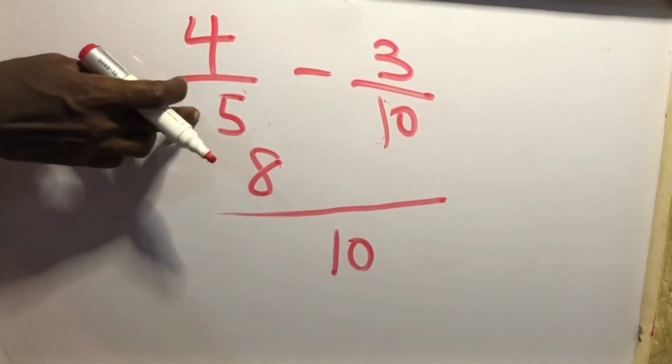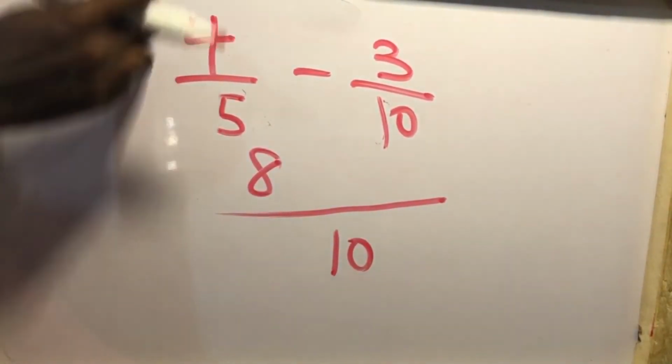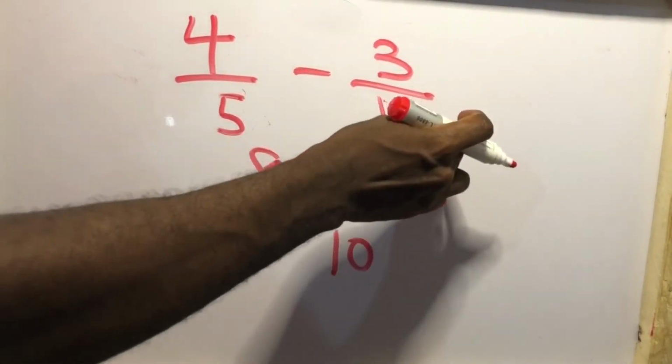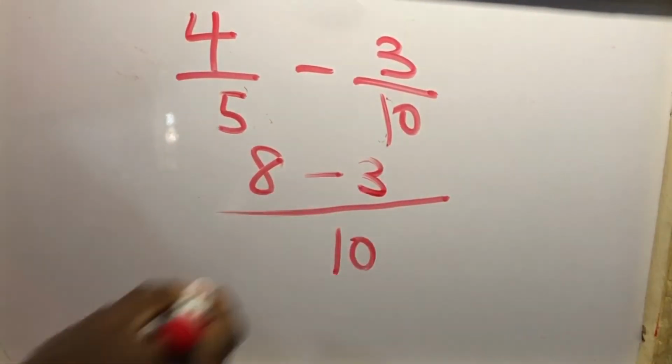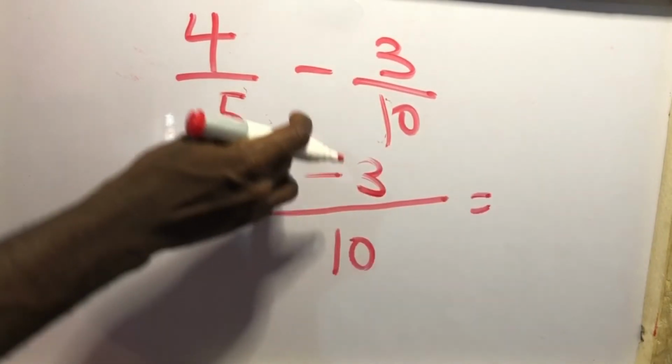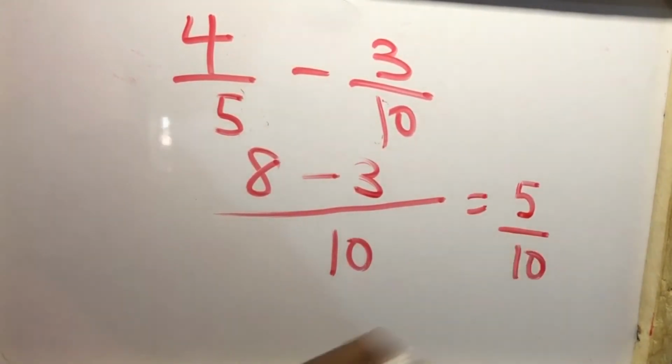Now, we now start from the first one. 10 divided by 5 is 2. 2 multiplied by 4 is 8. Minus 10 divided by 10 is 1. 1 times 3 is 3. So you now have 8 minus 3 is 5 divided by 10.